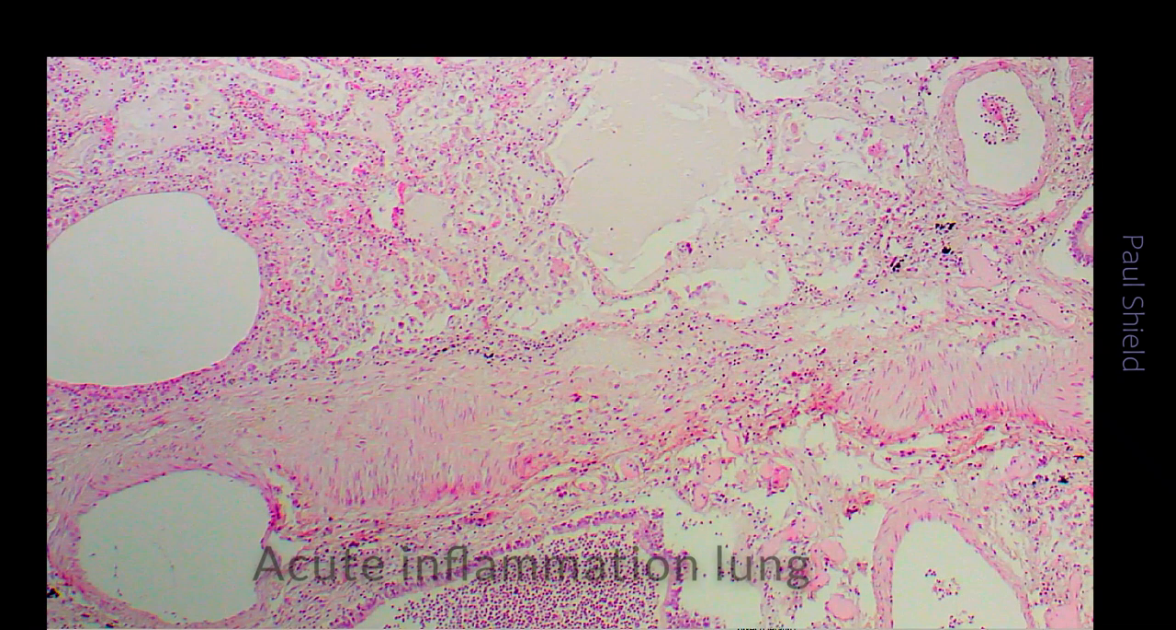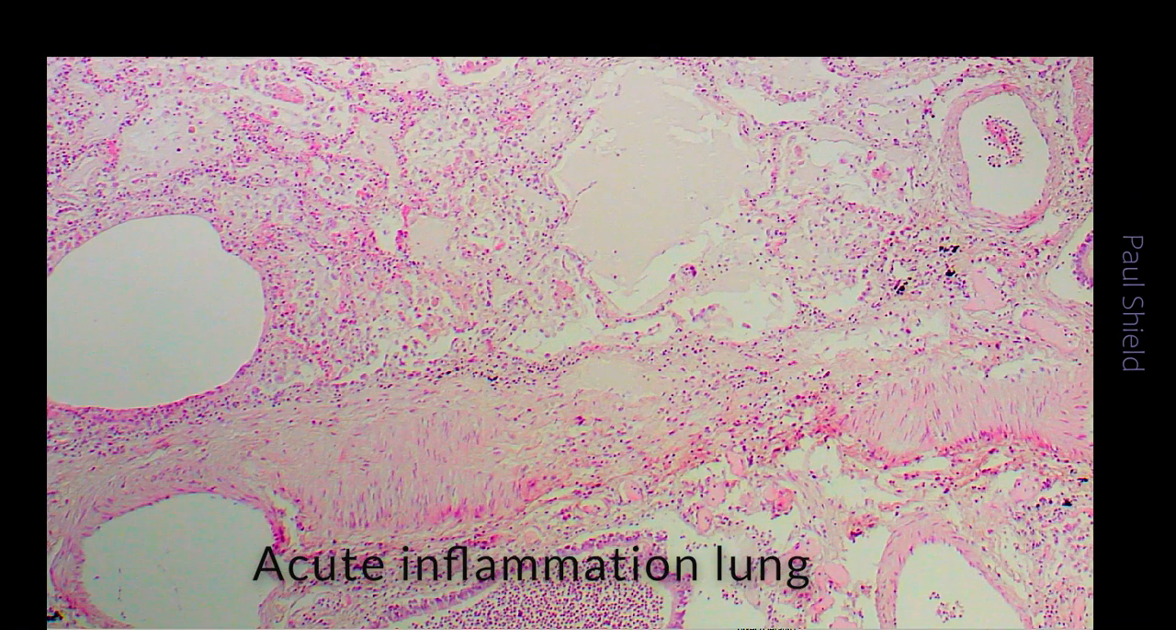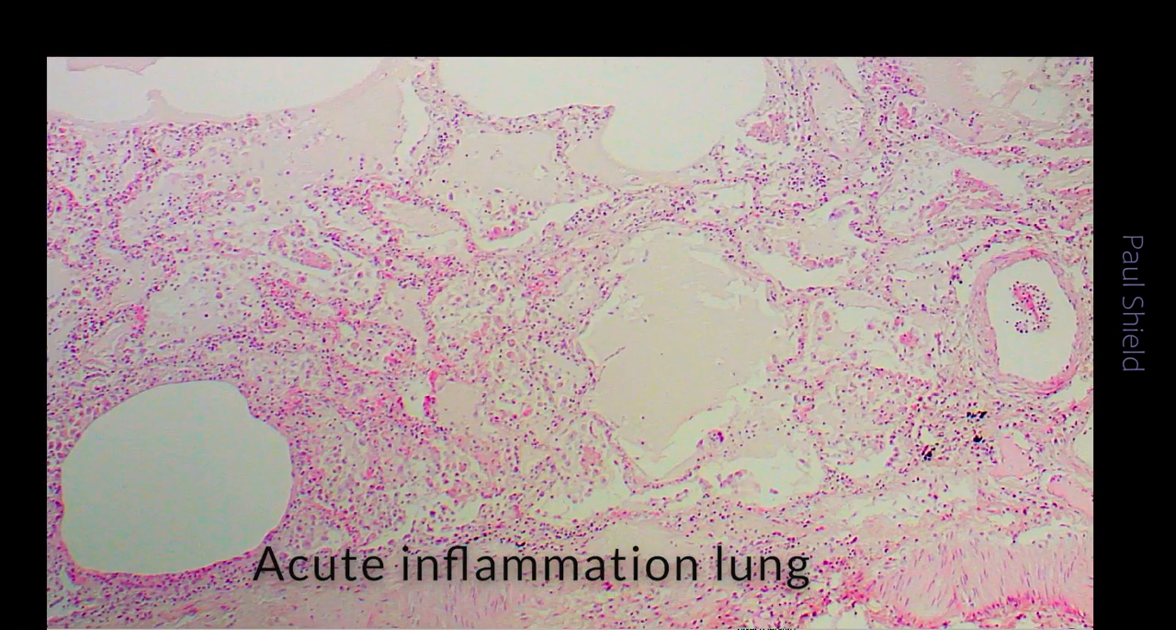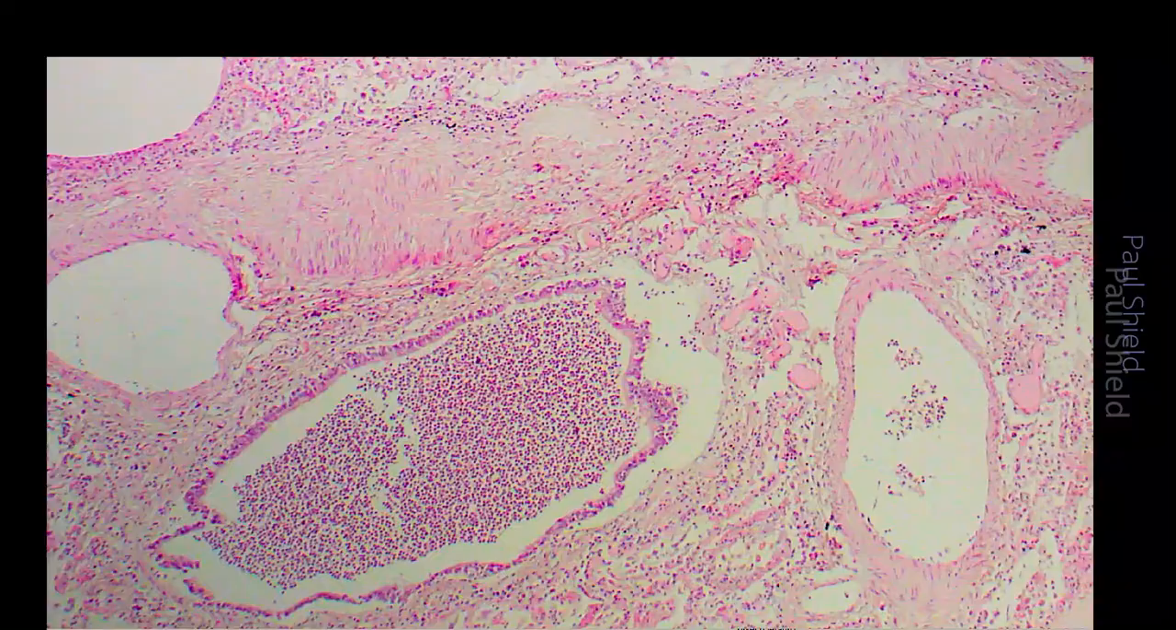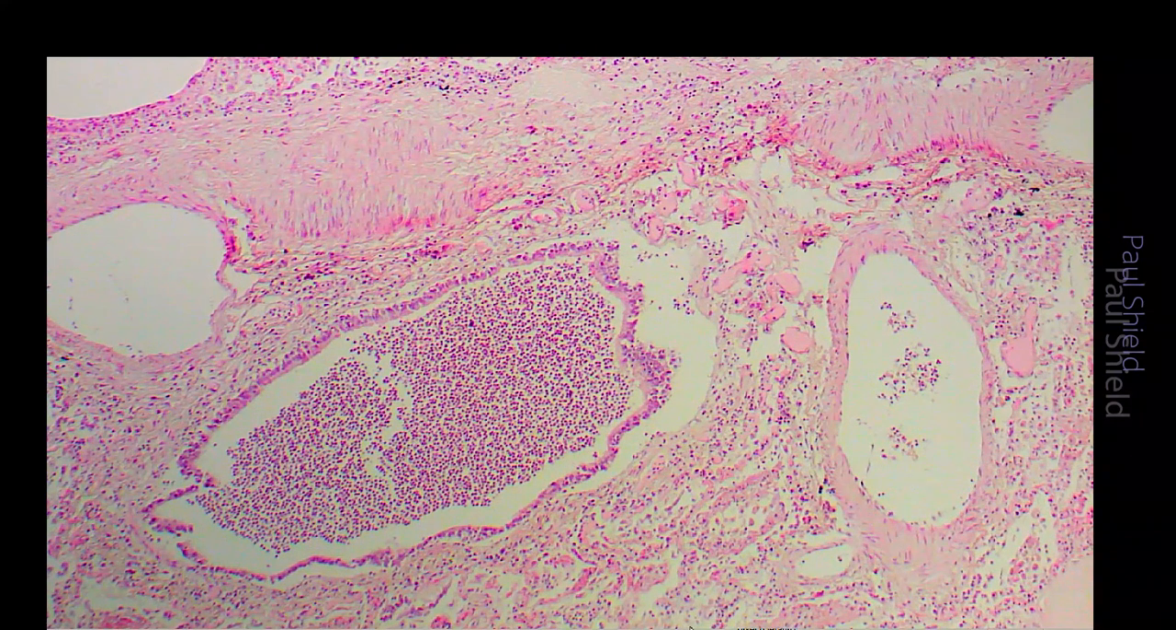Here's an example of acute inflammation in the lung. So you can see here the alveolar structure is still preserved. You can see those alveolar septa running through there, but this looks a lot more cellular than normal. Here's a bronchus, and you can see it's filled with pus, really, white blood cells.